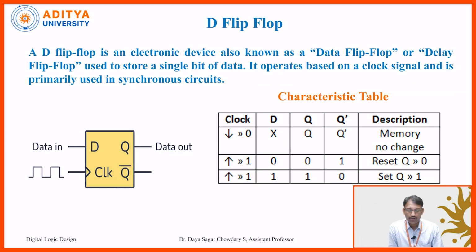Coming to the D flip-flop, it is an electronic device also known as a data flip-flop or a delay flip-flop. We can call it both, and use it to store a single bit of data, because each flip-flop can store a single bit of data, either 1 or 0. It operates based on a clock signal and is primarily used in synchronous circuits. Synchronous circuits definitely have one clock signal, and if we connect multiple flip-flops depending on a single clock, we call all the flip-flops synchronized.